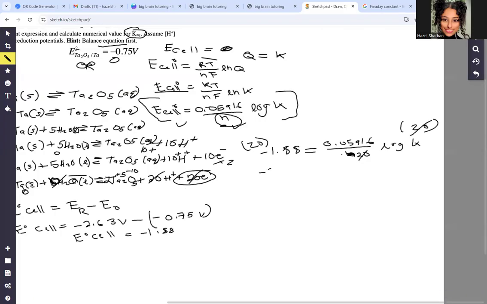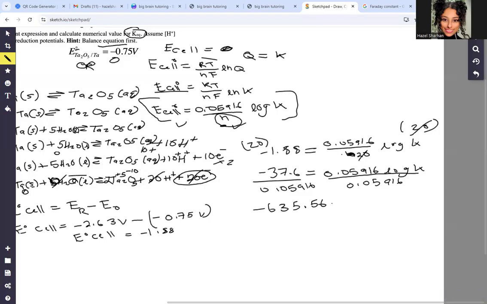And then we get -37.6. Now, let's write it out. In class, I know he cross multiplied it. But now to get this separated from log K, we're going to divide both sides by 0.05916. Then we're going to get this big number equals log K. And then to get rid of base 10 log, you just do 10 to the log, boop, that gets rid of it. 10 to -635.56 is going to be equal to K.